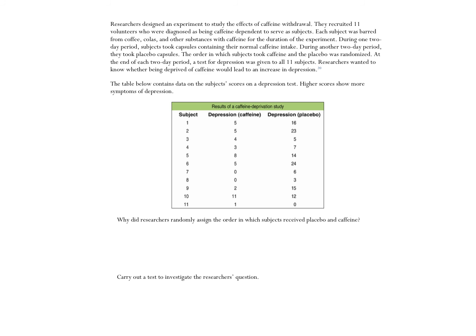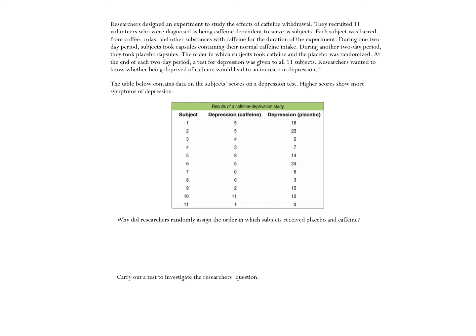Why did we randomly assign the order? So we could generalize to those types of people. But it's volunteers, so we can't generalize to the population. However, if we randomly assign the order, we're allowed to determine causation. Okay. What kind of design is this? This is matched pairs. We're going to do a paired t-test.